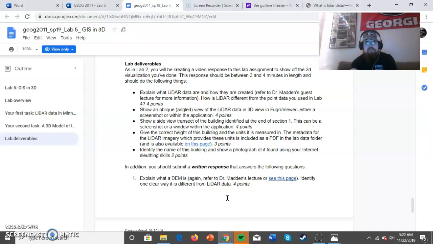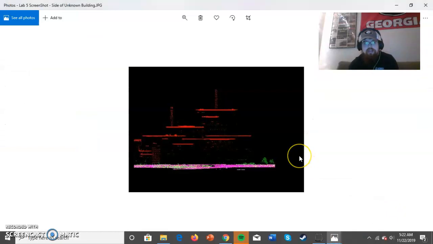Number 3 is show a side view transect of the building identified at the end of section 1. So we have this transect, and it was made in the profile view of FugroViewer. As you can see, there are the different points that each part of the building is hitting. This is what the lasers are actually doing. They're hitting at different points of the given building.